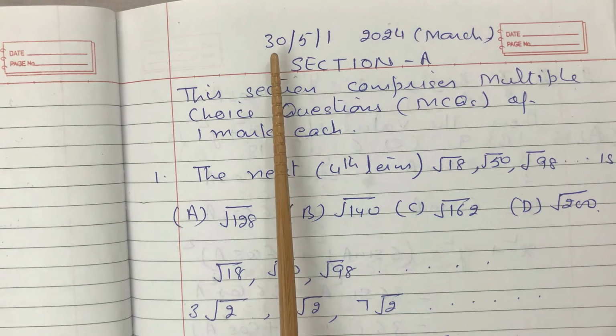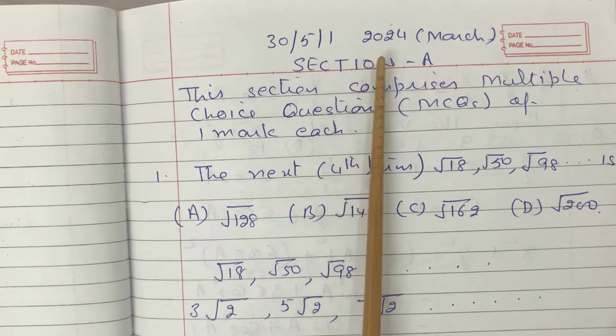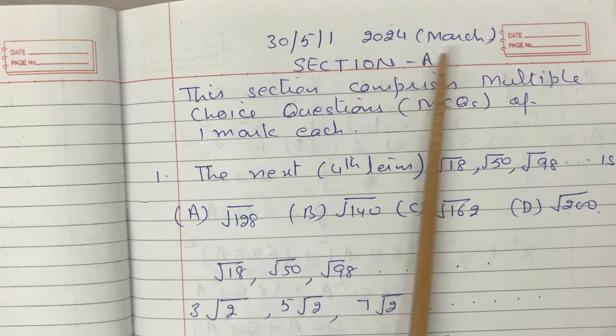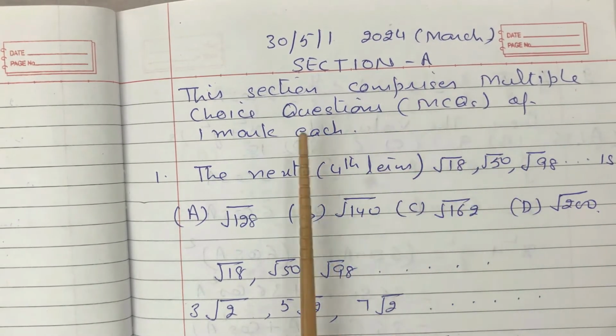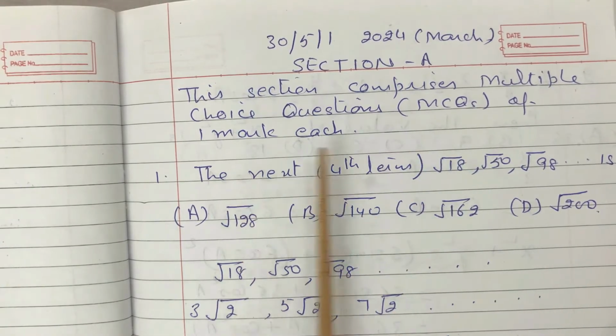Now this is set 30/5/1. This set has come in 2024 in the month of March. This is section A. This section comprises multiple choice questions, MCQs of 1 mark each.